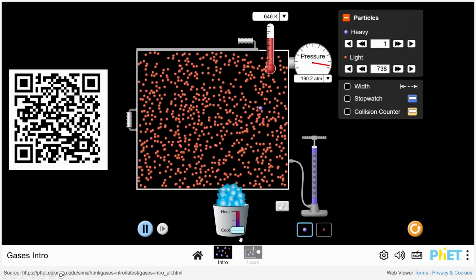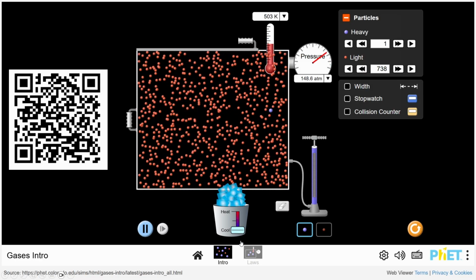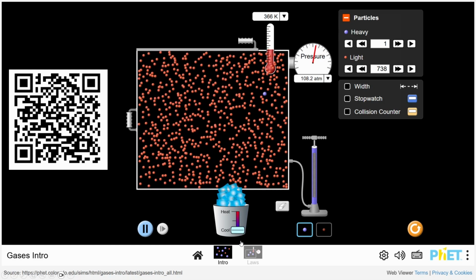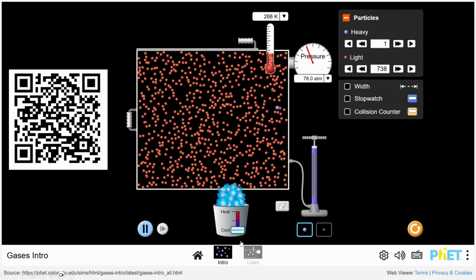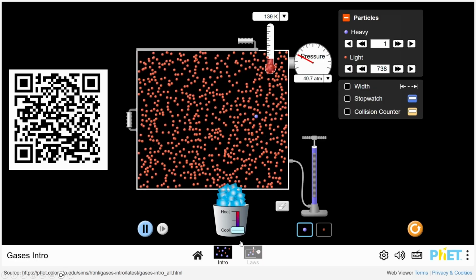You can also cool it down and play around and see what happens. What kind of dependence do you see on its motion as you heat it up and cool it down?